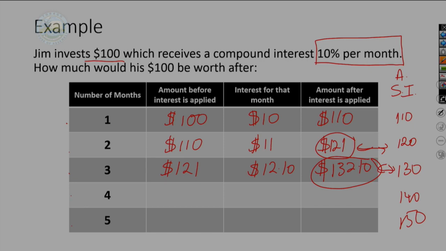So let's check the next two real quick. How much did he start month 4 with? He would have started month 4 with $132.10, and then he gets 10% of that as interest, so that's $13.21. And then here, we have to add them together, so 132 plus 13.21, so here we go, 1, 3, 5, 4, 1. $145.31. You see any difference? Instead of getting 140, you end up getting 145.